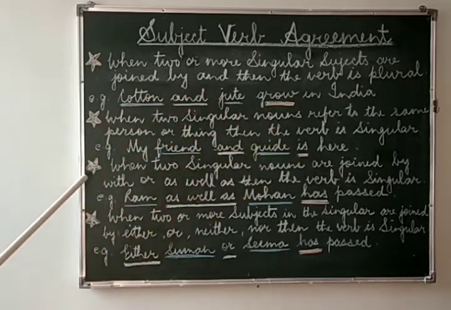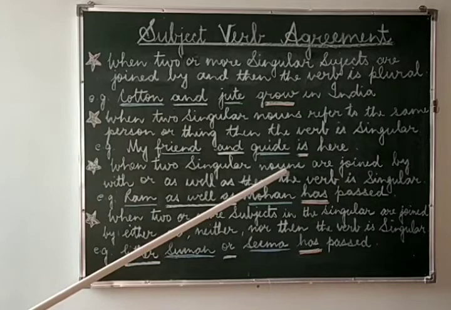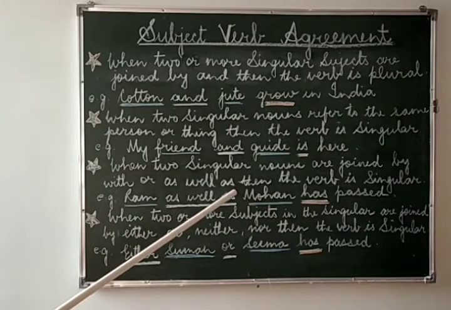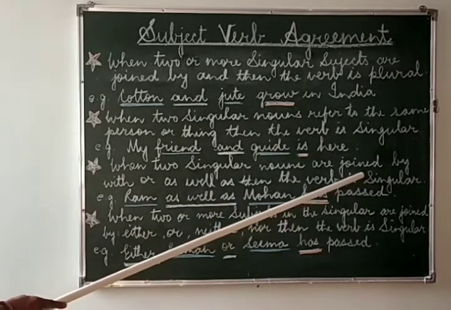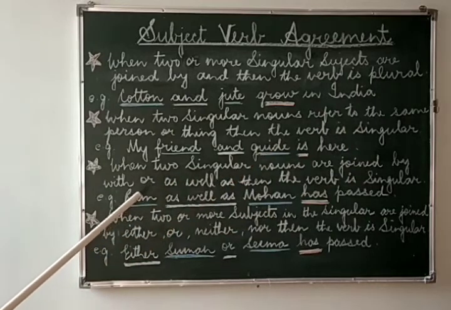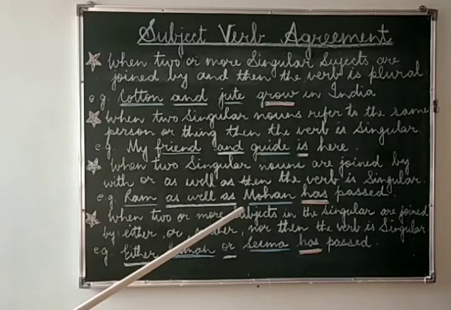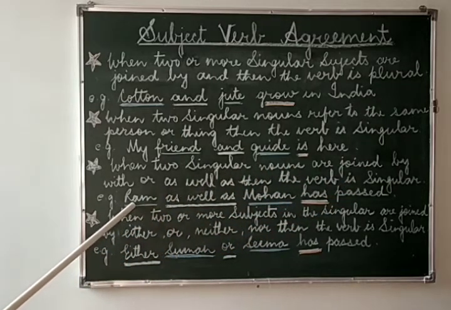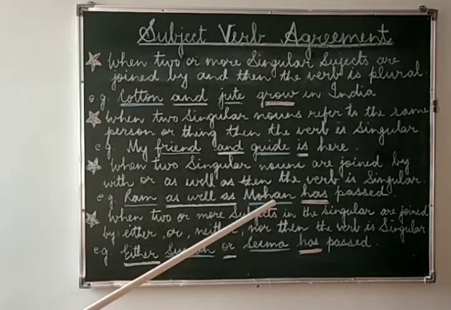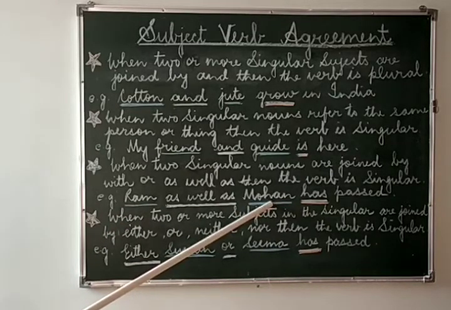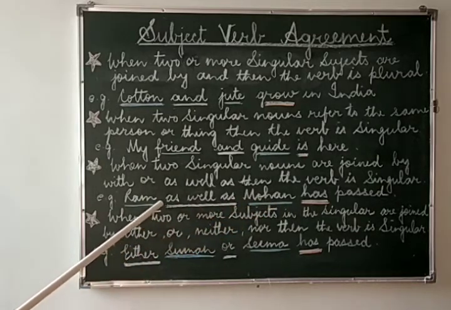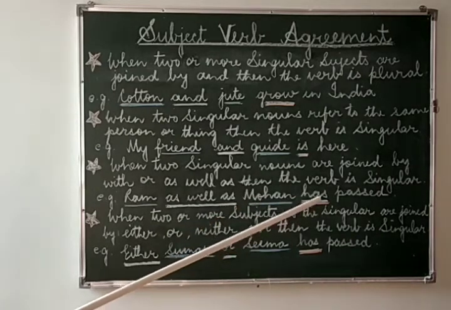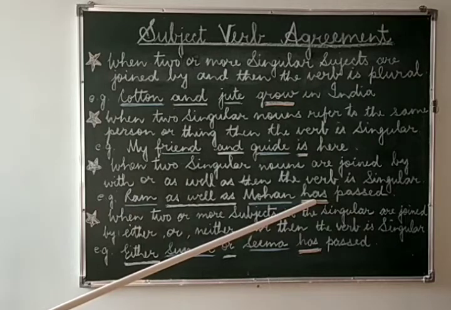Now let's come to the third rule. When two singular nouns are joined by with, or as well as, then the verb is singular. Now let's understand through an example. Ram as well as Mohan has passed. Here the subject is Ram, which is in singular form, and Mohan is also a singular subject which is joined with the conjunction as well as. Therefore, the verb must be singular and has is a singular verb.